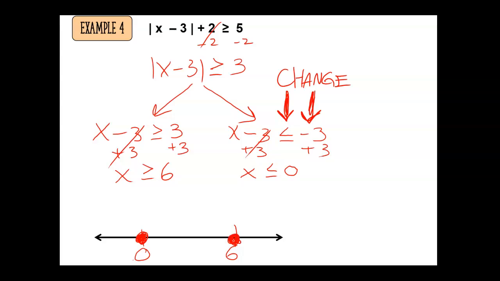And the question is, which way do you go? Between or away? Let's think about it. For the 6, it says it's greater than. So which way is that going to go? Left or right? To the right. Okay, so go to the right, put a little arrowhead. That's going forever that way. And then x is less than or equal to 0. Which way is that going? To the left.